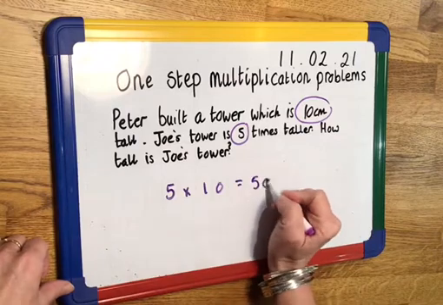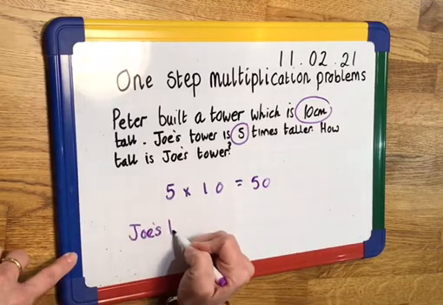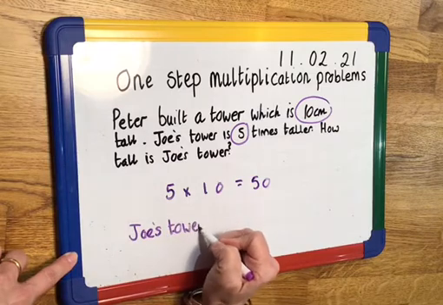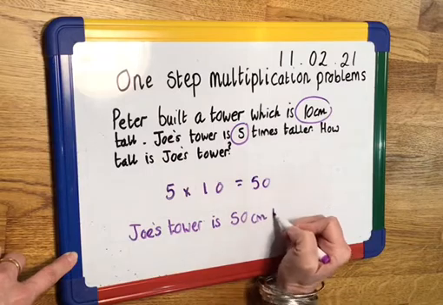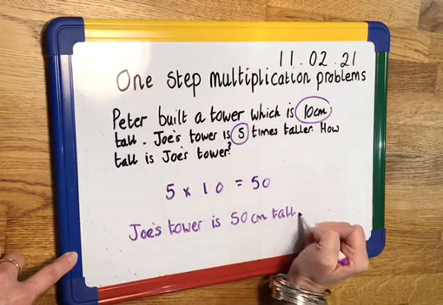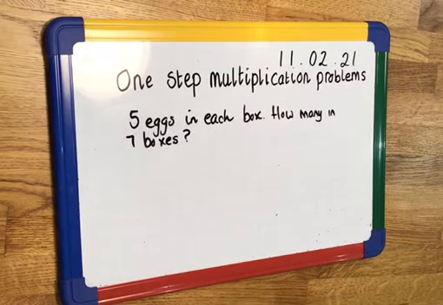So I think that Joe's tower is 50 centimetres tall. So let's look at another problem. This is a problem about eggs. So there are 5 eggs in a box, and I want to know how many eggs there are in 7 boxes.